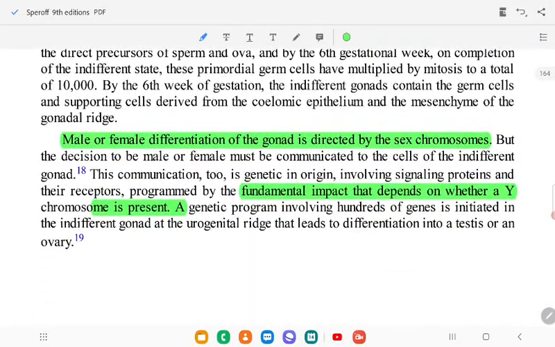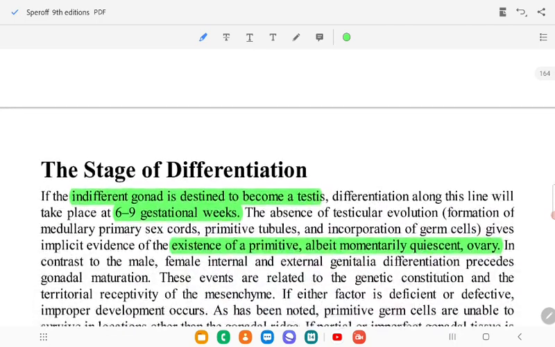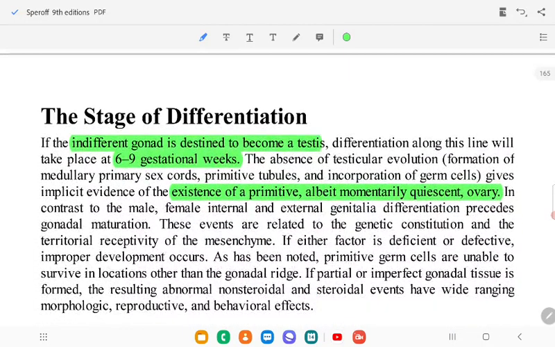Then male and female differentiation of the gonads is directed by the sex chromosome, but the decision to be male or female must be communicated to the cells in the different gonad. This communication is genetic in origin, involving signaling proteins and receptors, depending on whether the Y chromosome is present or absent. Then the stage of differentiation is the indifferent gonad.